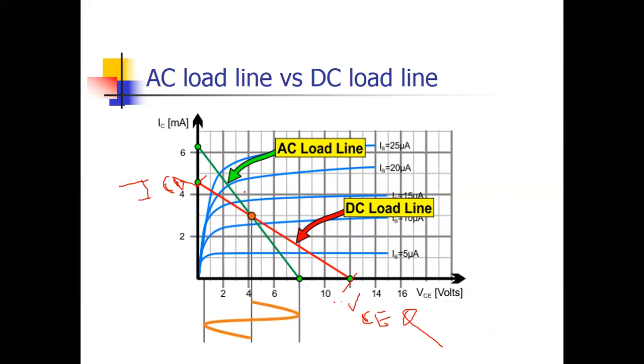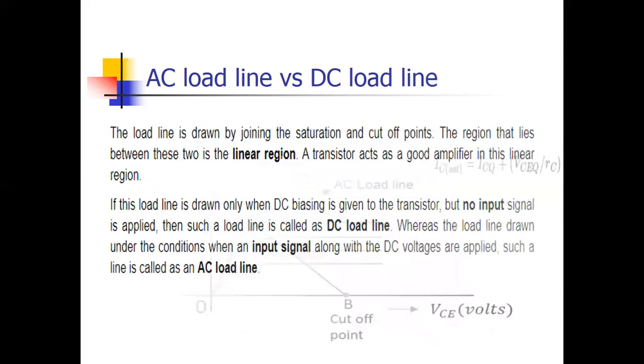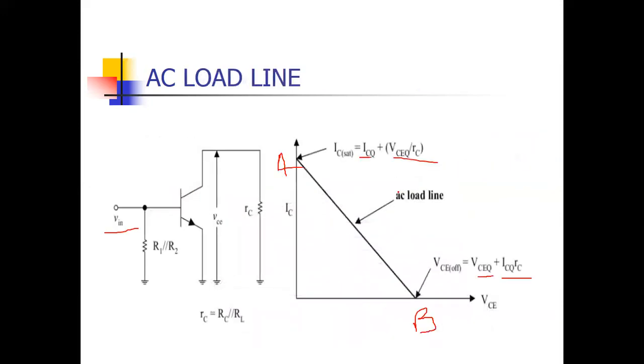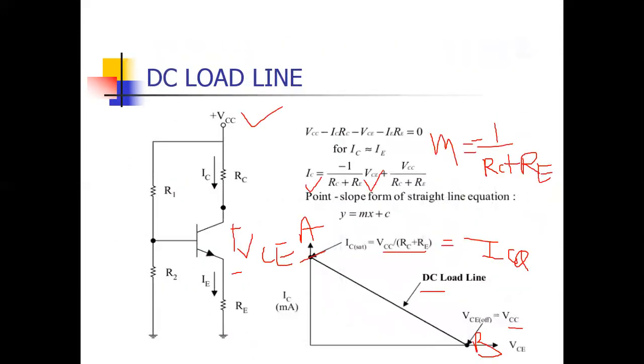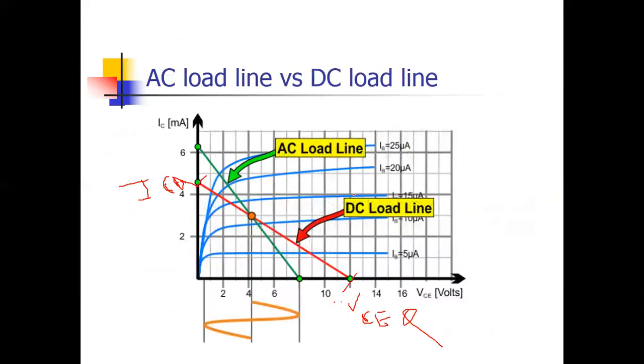Now, in AC, what happened? Some value was added to ICQ: ICQ plus VCEQ upon RC. So definitely this point will be shifted. See here, this is for ICQ plus VCEQ upon RC. It means definitely this point will be shifted, so this point will be here. Now here it was VCC in the DC load line, and VCC is always the maximum value. So for the AC load line, this point is shifted here. When joining these two points, this is your AC load line.